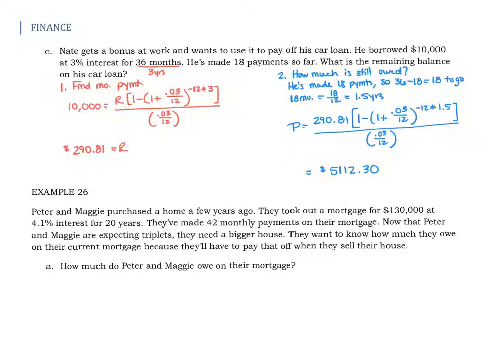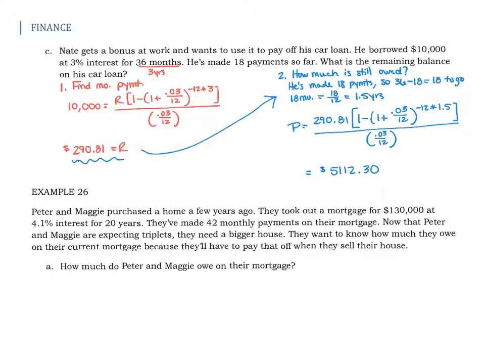So for this one, first you need to find his monthly payment. Under the original terms of the loan, Nate was borrowing $10,000 for 36 months, which is 3 years. Make sure you change that into years. You're not going to get a 36-year car loan. That would be really crazy ridiculous. You're probably not even going to have your car 36 years. So by the time you calculate that one, his original monthly payment is $290.81.